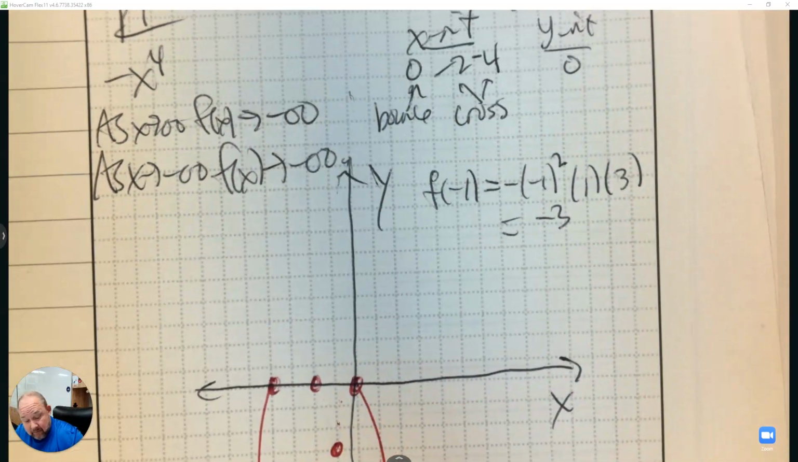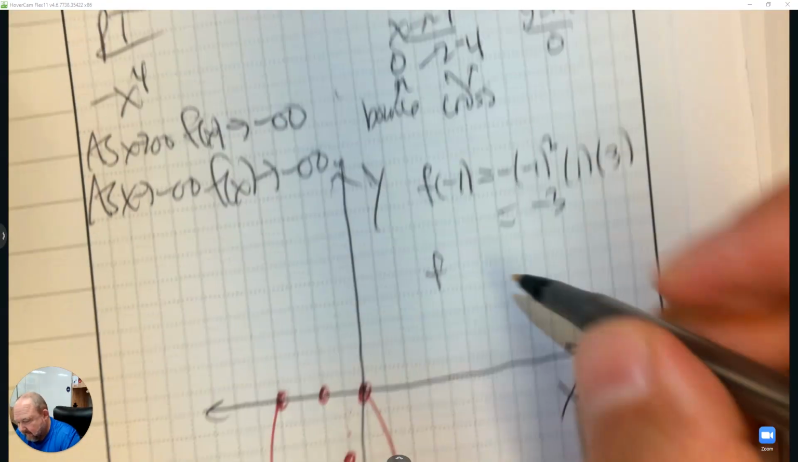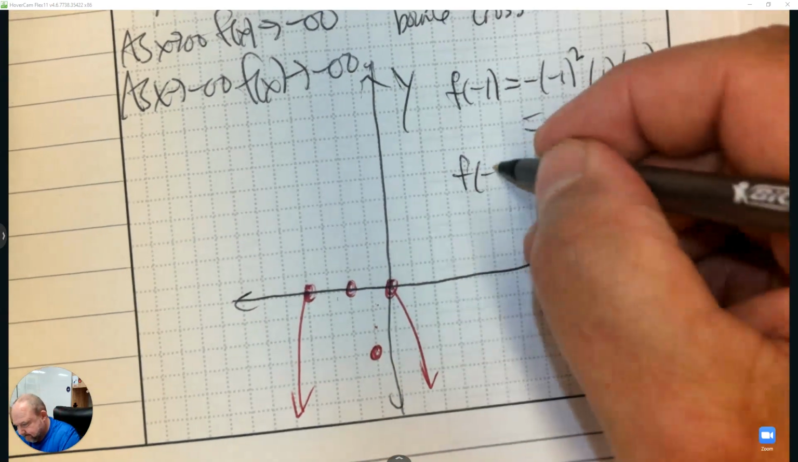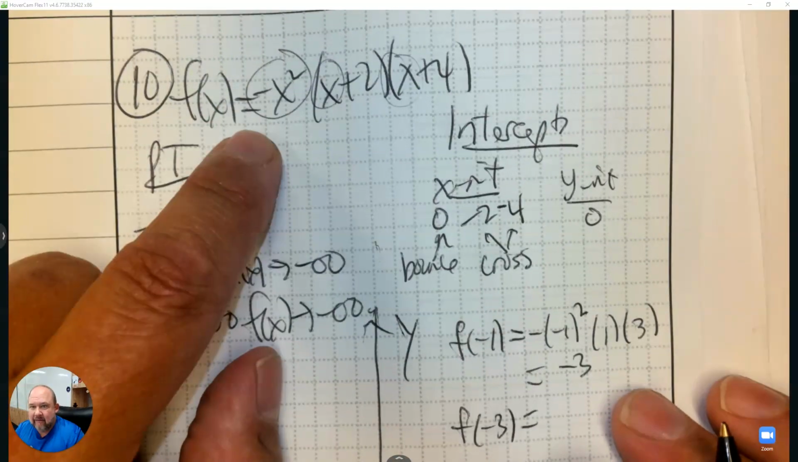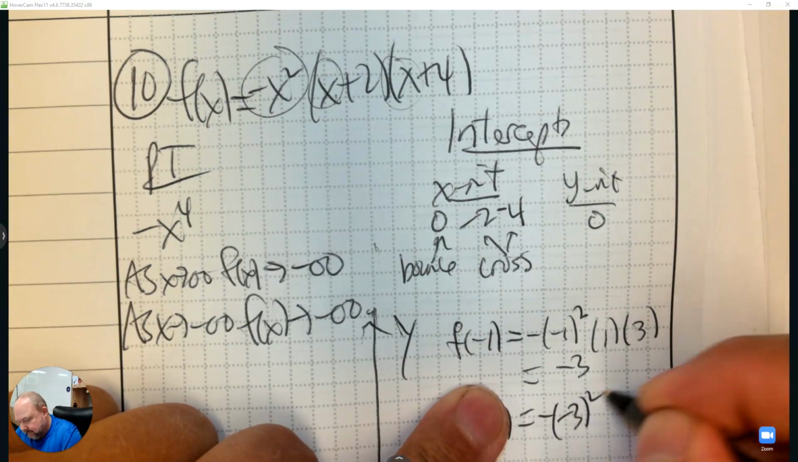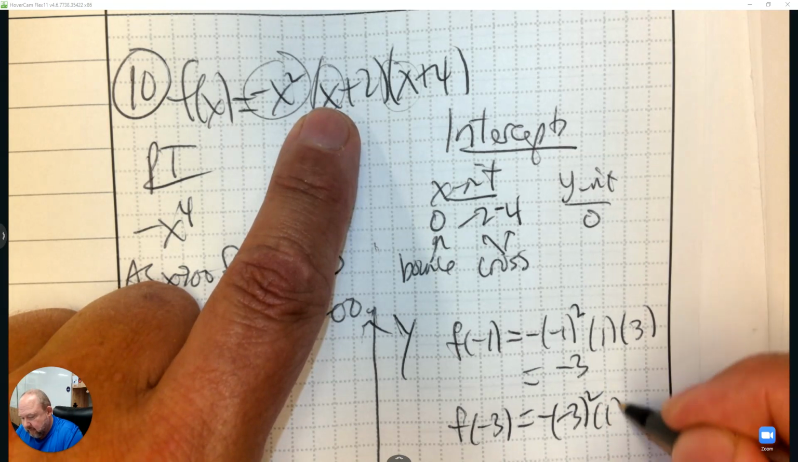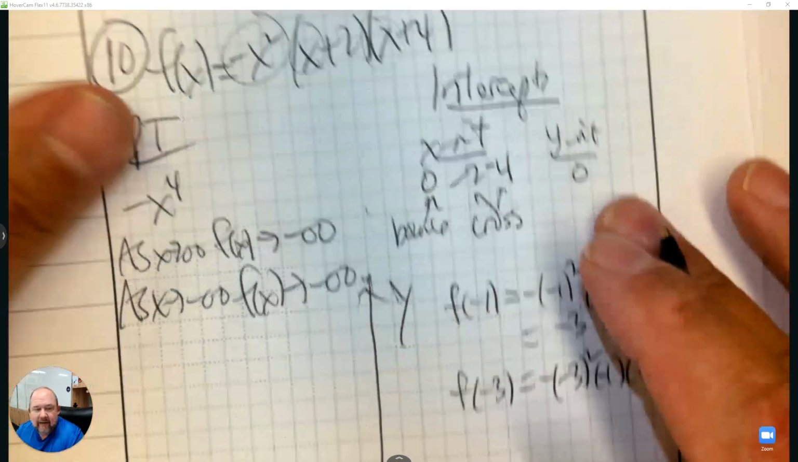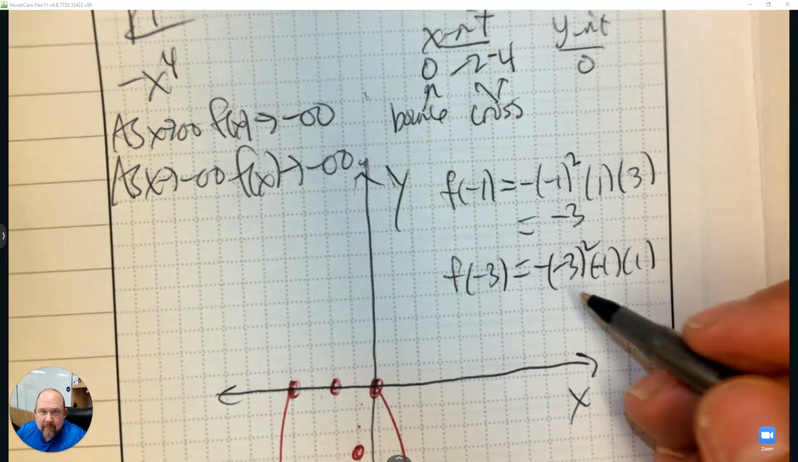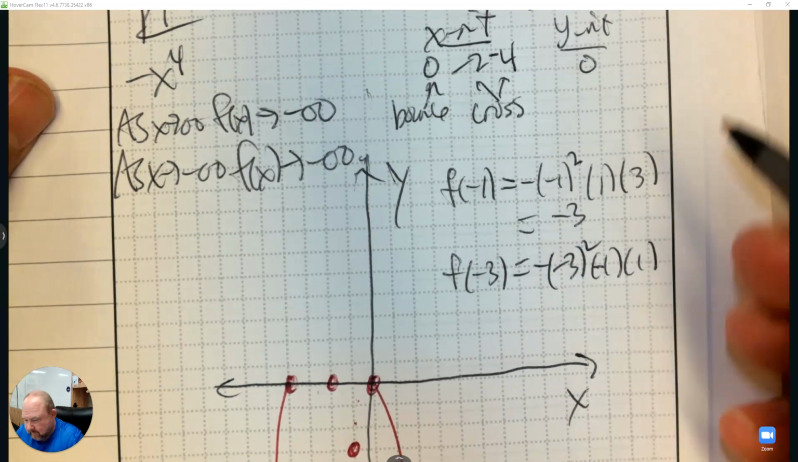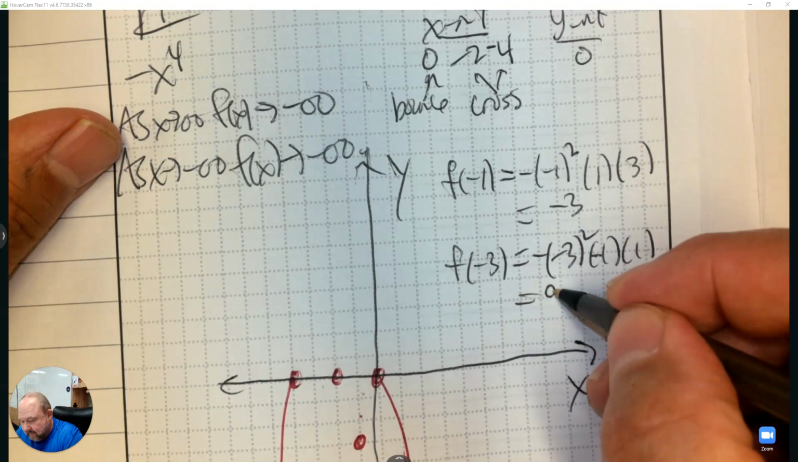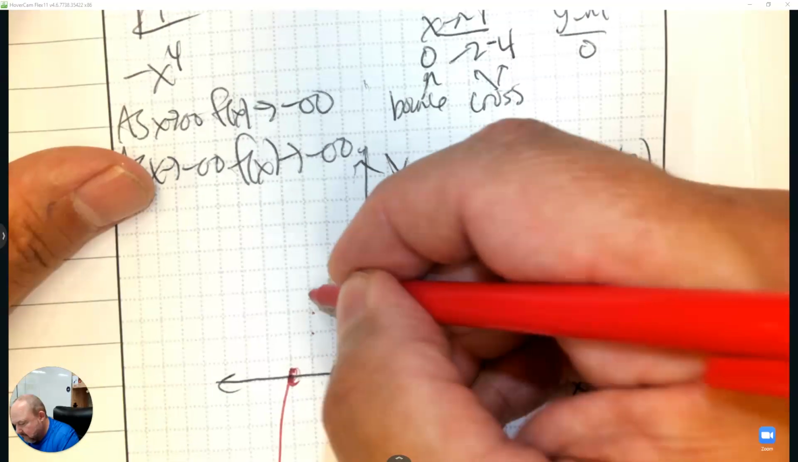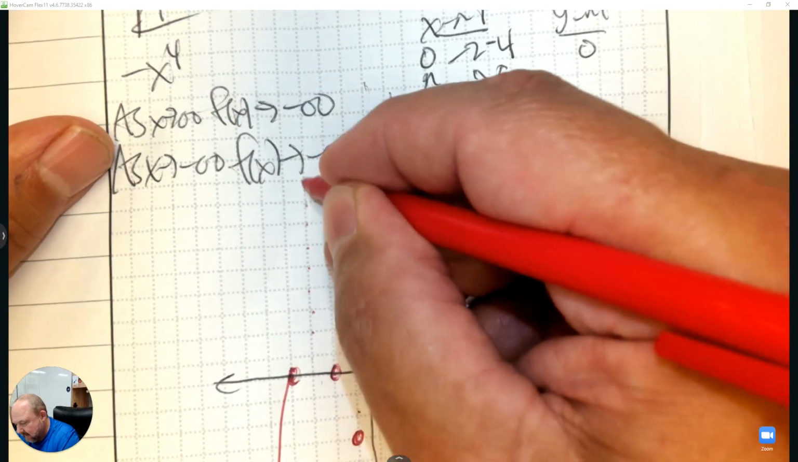Then I need to get the other one, which is going to be a little bit larger value, here between these intercepts, which is at negative 3. Again, go back, negative 3. Negative 3 plus 2, that's negative 1. Negative 3 plus 4, that's positive. So, order of operations, exponents first, 9. So it's negative 9 and negative. So that's positive 9. So 1, 2, 3, 4, 5, 6, 7, 8, 9.